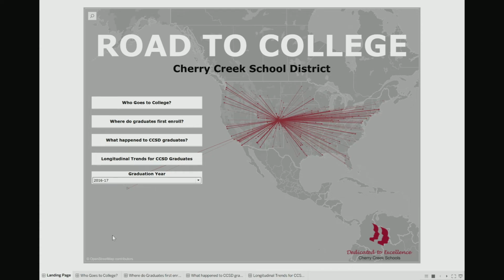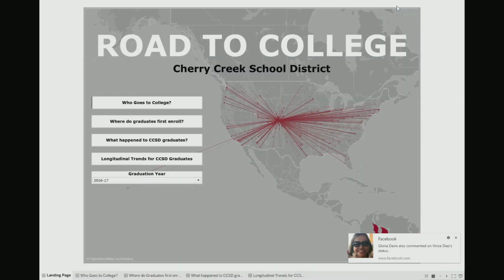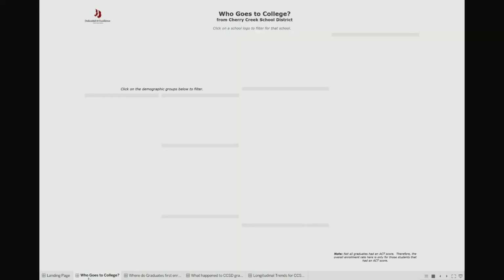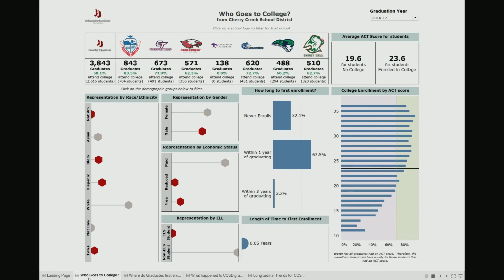Since this is a landing page, you can navigate in a couple of ways. You can use these. Oh, snap, I'm not going to do that. It's published on Server, and it's a link to the dashboard in Server. So you just use the tabs. So I will use the tabs. So who goes to college? Let's take a look.